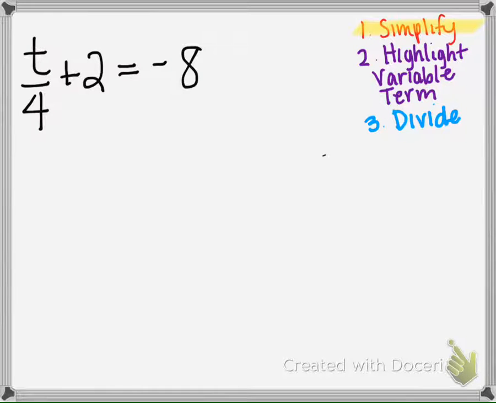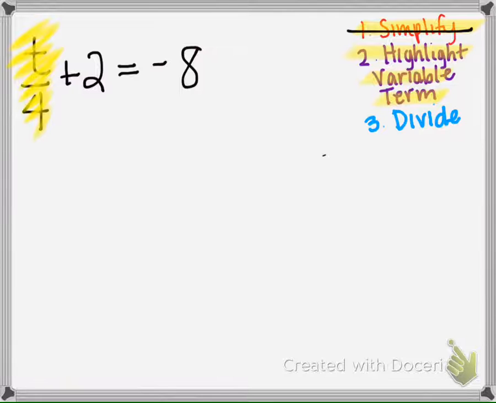Okay, so the first step is to simplify. So in this problem, there are no like terms and there's no distributive property that can take place. So step one, we are going to skip. There's nothing to simplify. Step two, we are going to highlight the variable term. So I'm going to highlight where the variable term is.